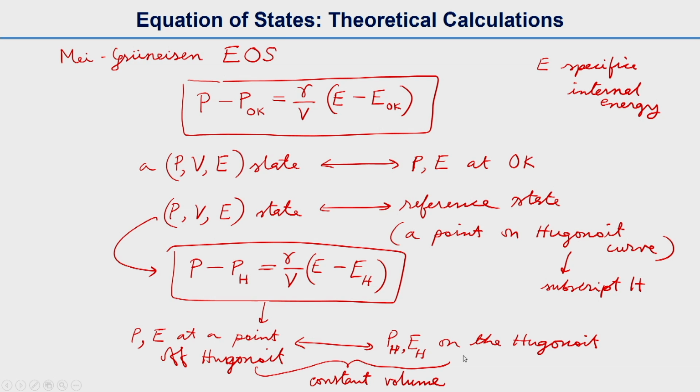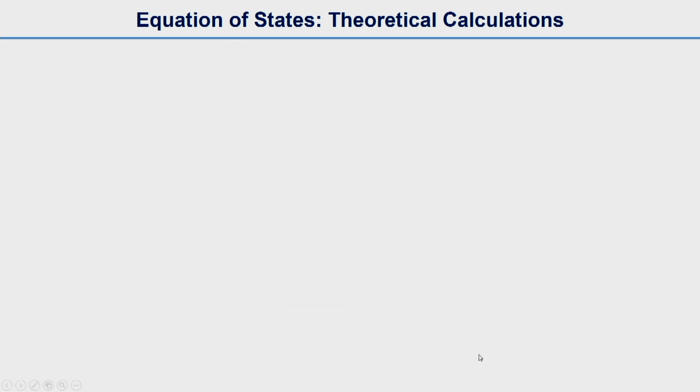So at constant volume, we can relate the pressure and specific internal energy at a point off the Hugoniot to a point on the Hugoniot, and this Gruneisen constant's values for many materials are available in the literature. Not for all the materials that we know, but for many materials it is available.